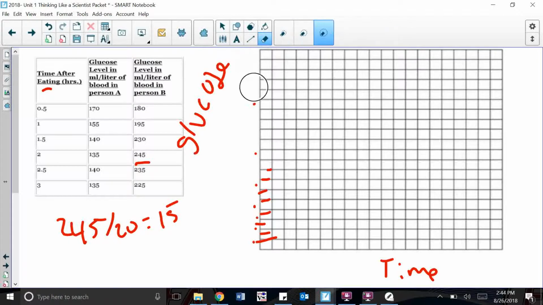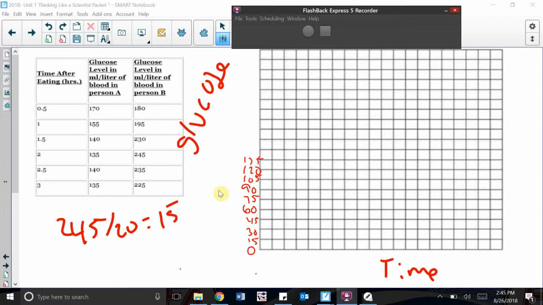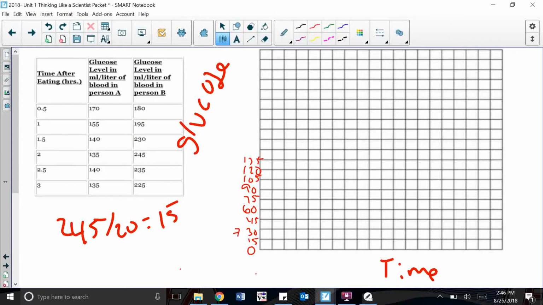Okay, so let me go ahead and clear the playing field here a little bit. All right, so if you take a look here, I went ahead and labeled every line being 15 units. Now see here that it is pretty cramped. So there is another way that you can do this.